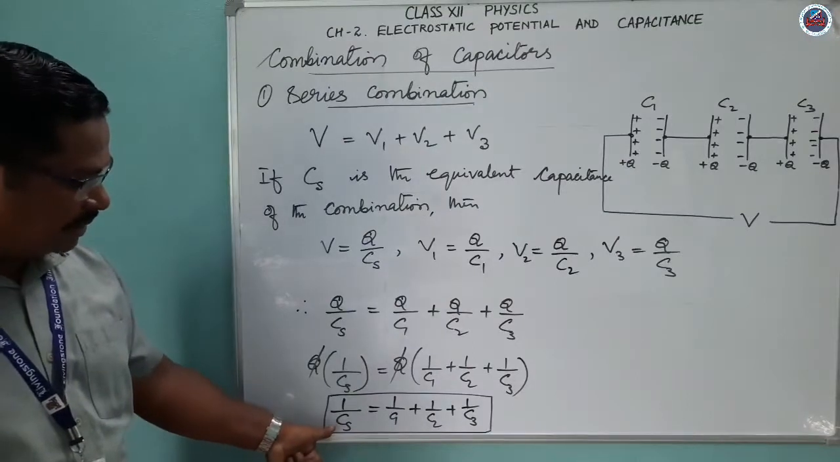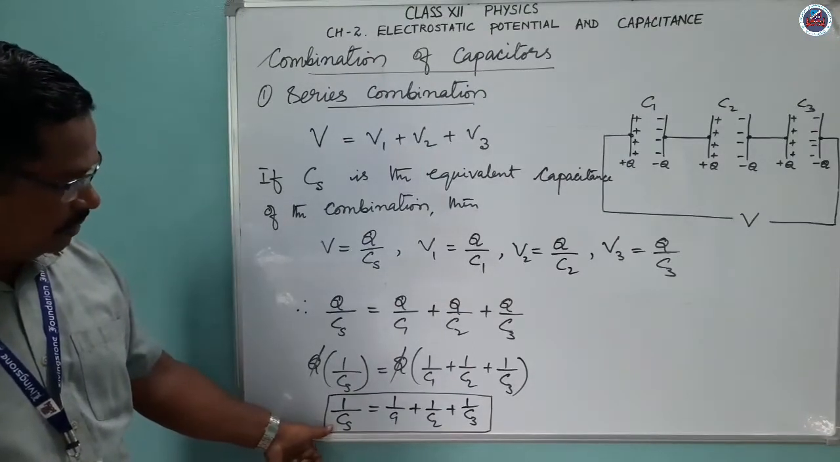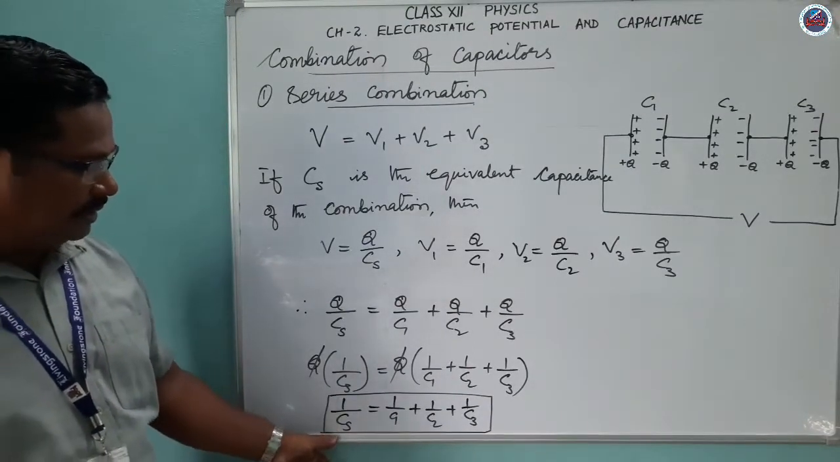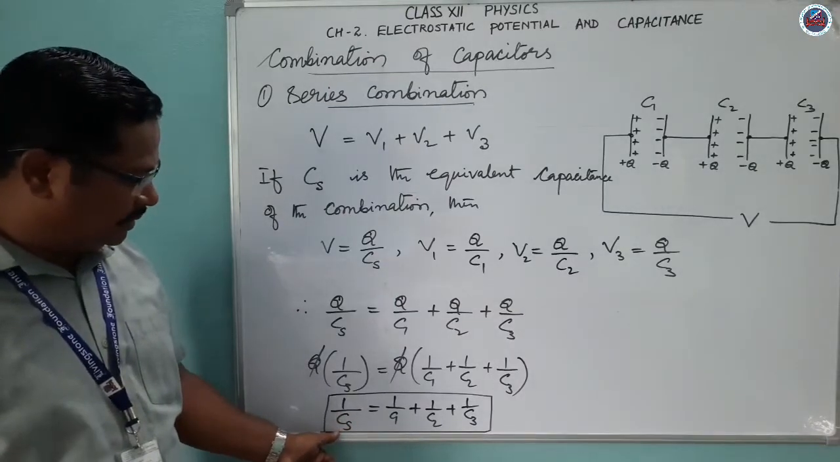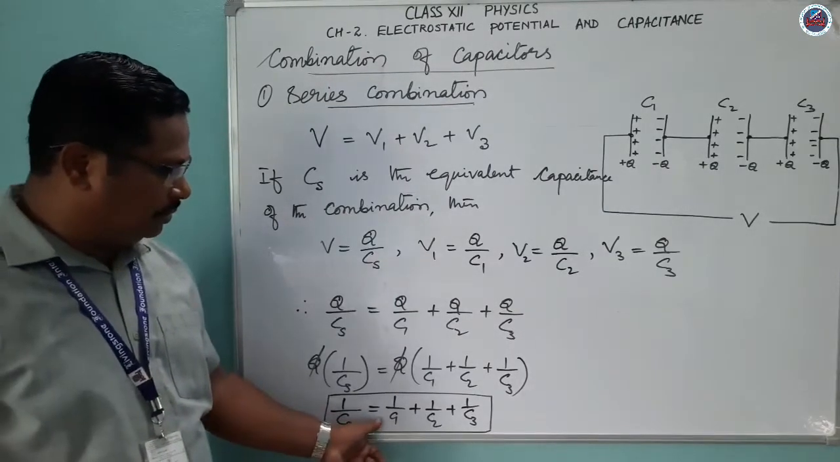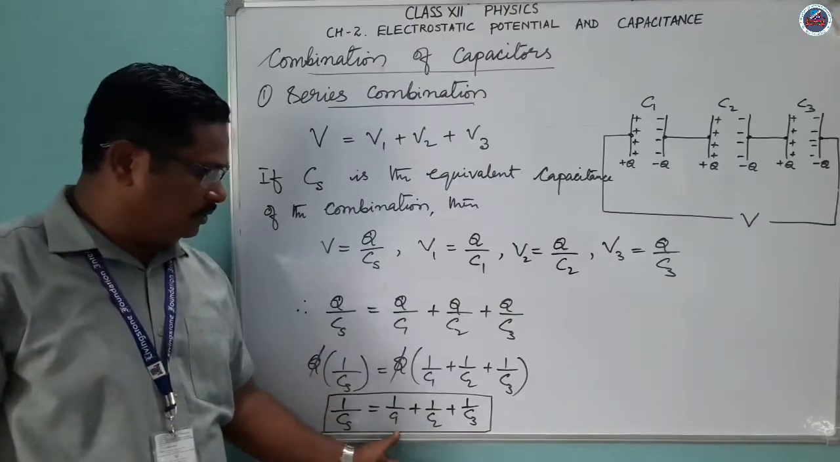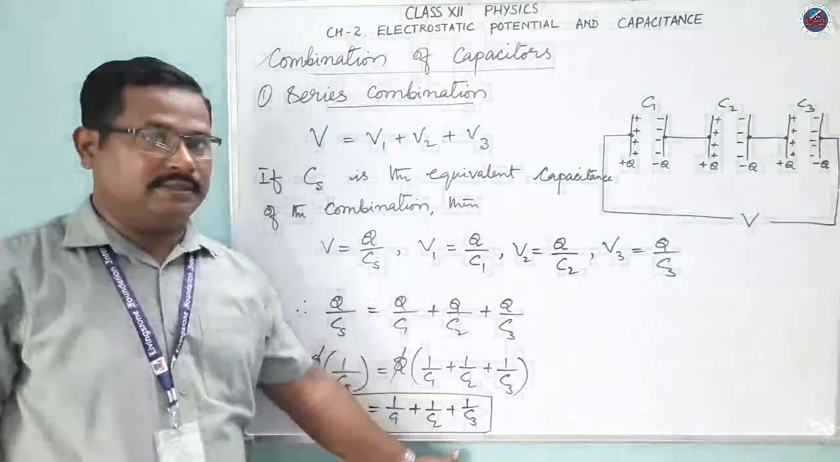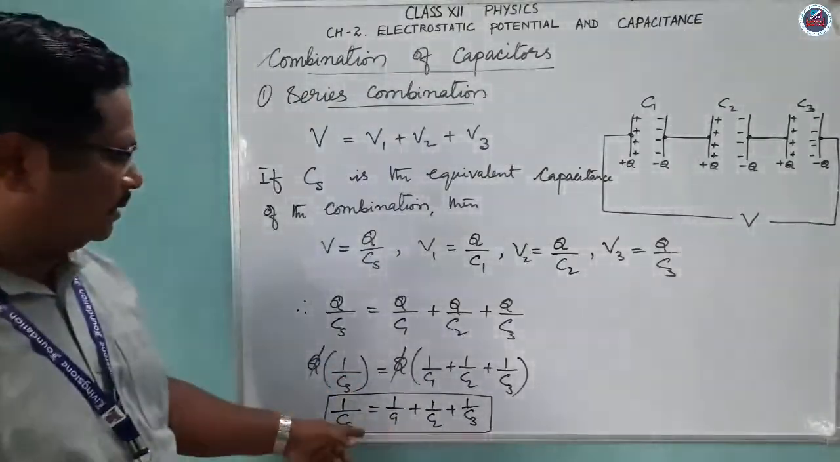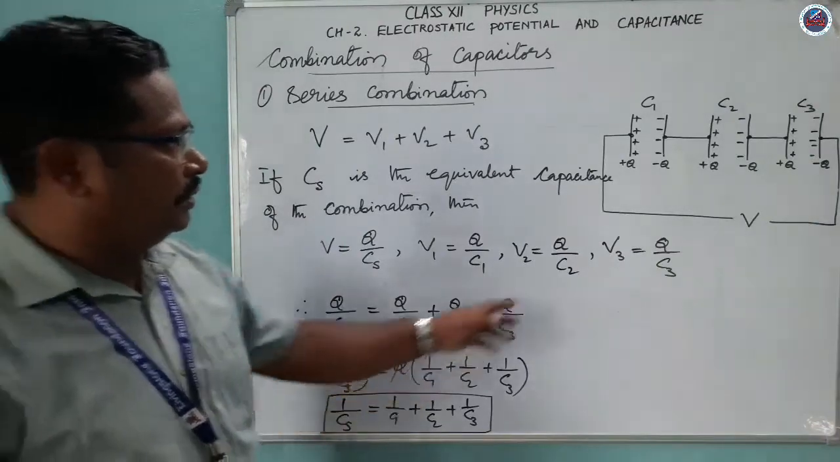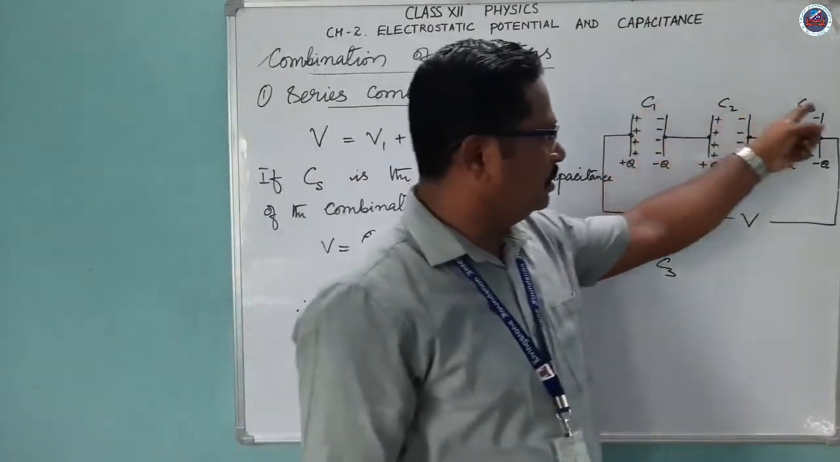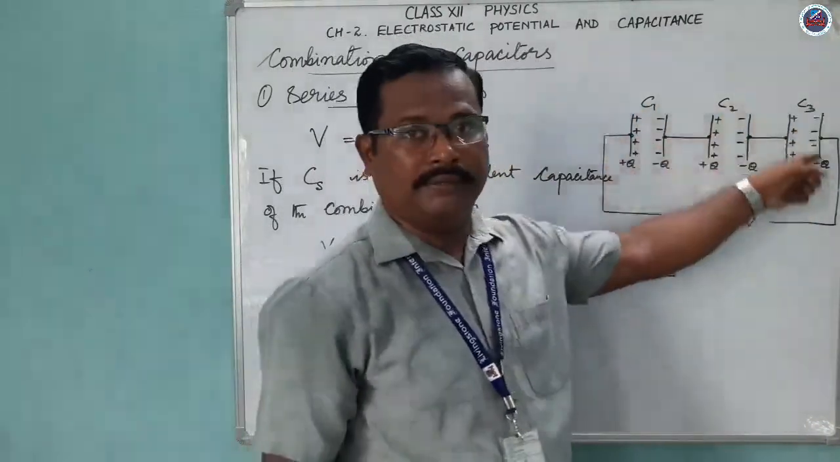So to find the resultant capacitance, we will use this formula, 1 by Cs. The reciprocal of the resultant capacitance is equal to the sum of the reciprocals of the individual capacitances. Then by calculating it, we can find out how to replace these 3 capacitors with a single one.